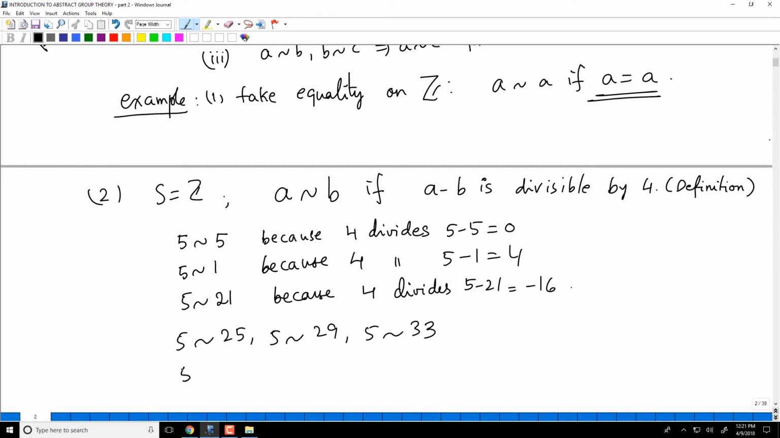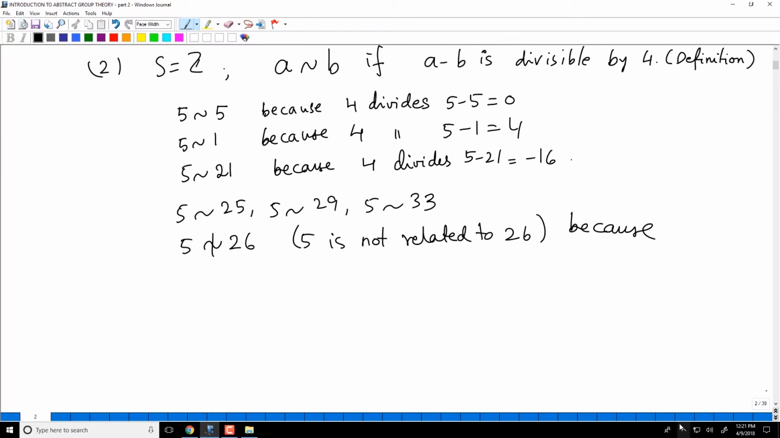But 5 is not related to, let me use that symbol, to 26. So 5 is not related to 26 because, what is 5 minus 26?